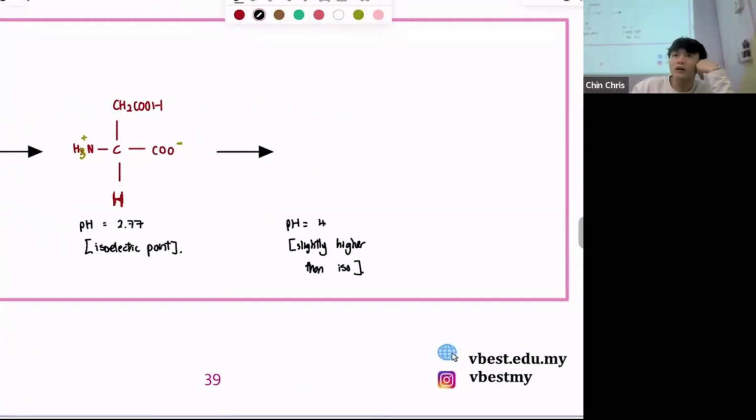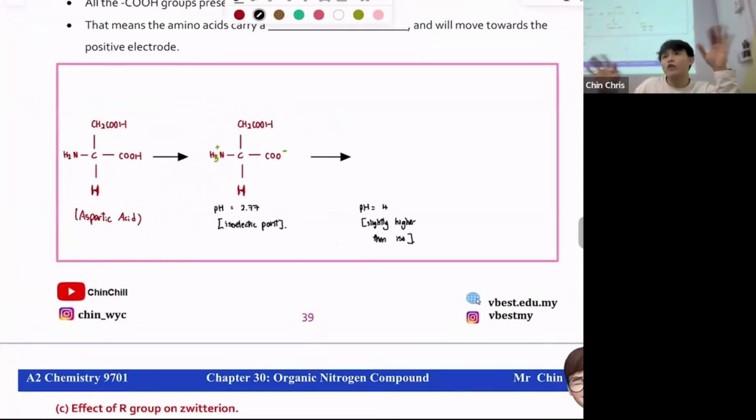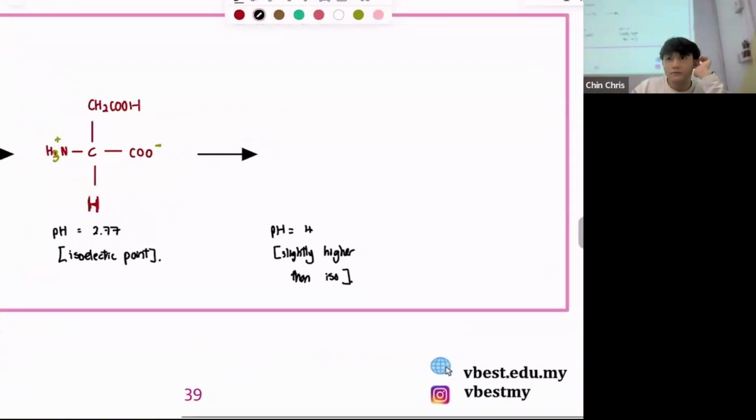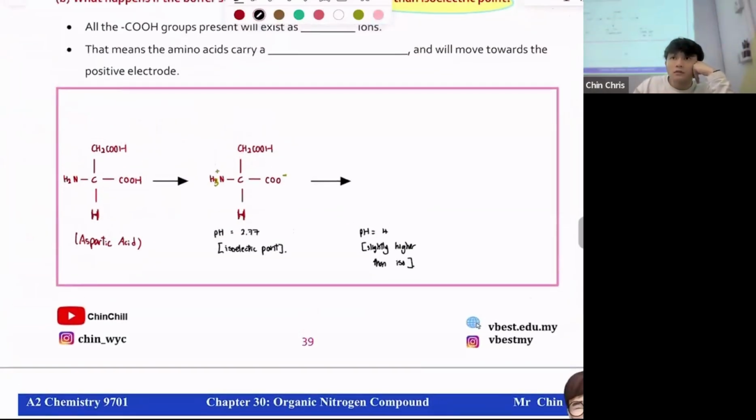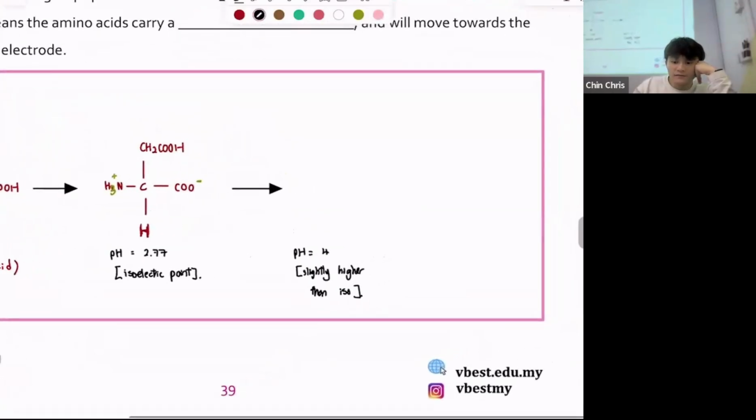Oh, isoelectric point is a fixed value for each and every amino acid. So different amino acids have different isoelectric points. All right, so guys, at pH 4, what's going to happen? Please tell me.